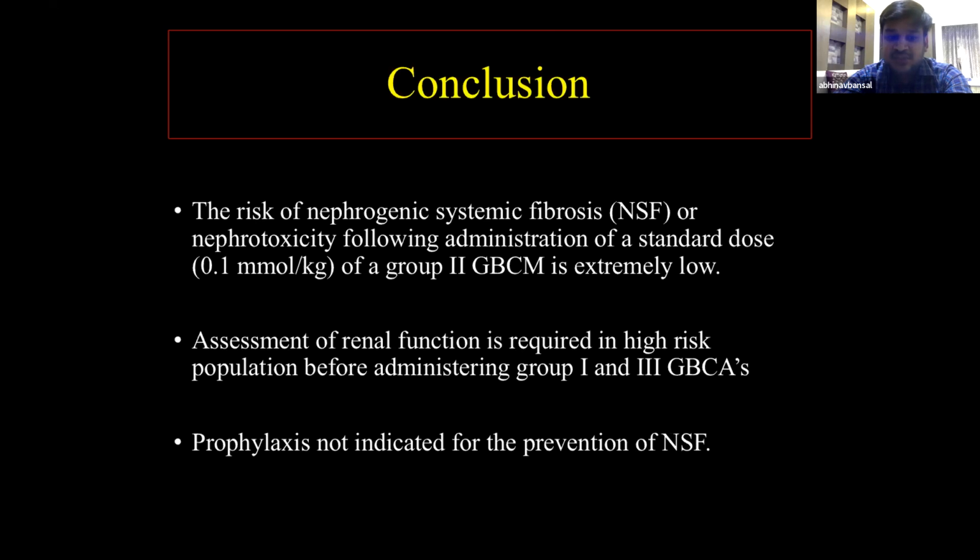And in such patients, assessment of renal function is to be done before administration of group 1 and group 3 agents. And no prophylaxis is indicated for prevention of NSF. Prevention can only be done by use of safer contrast agents and using the standard low dose that is recommended.